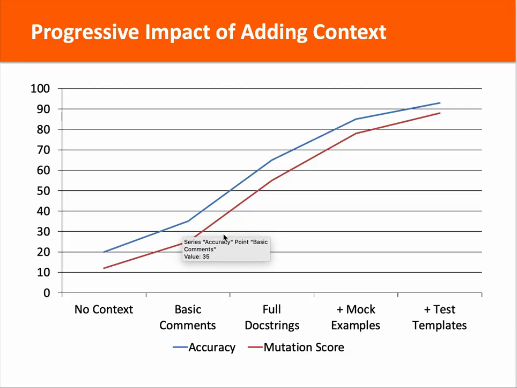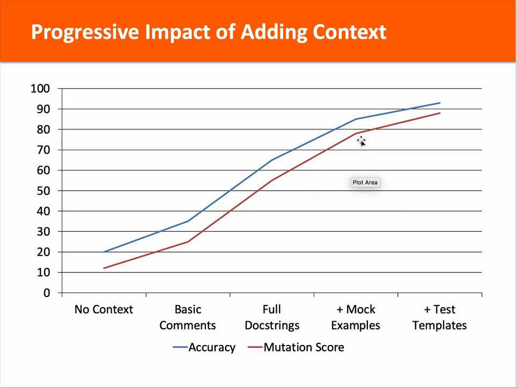And then if you also provide a full docstring, so we provided basic comments and full docstring both, then suddenly the accuracy increased in total to 50 to 55%, right?